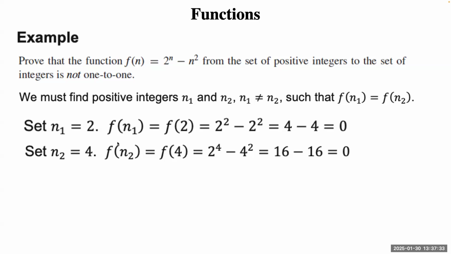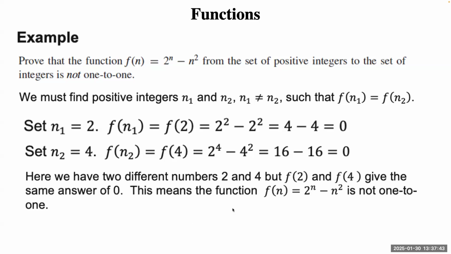So what do you know? f of n1 and f of n2 give the same answer, namely 0. But n1 and n2 are different. n1 is 2, n2 is 4. Therefore, the function can't be 1-to-1. And I proved it's not 1-to-1 with this example.